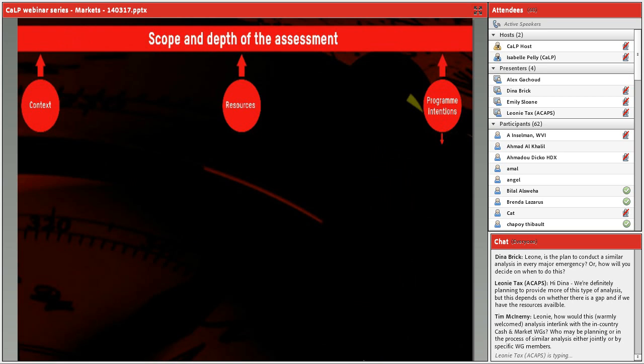The third element of the compass is, I would say, the nitty-gritty. So it's the scope and depth of the assessment. So depending on the scope and the depth of the assessment, depending on what you want to understand, depending on the context, depending on the resources available, and depending on the program intentions, you might have to use a certain market analysis toolkit or specific tools within a toolkit.